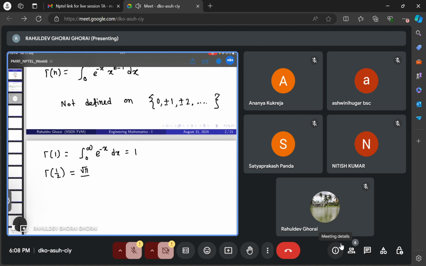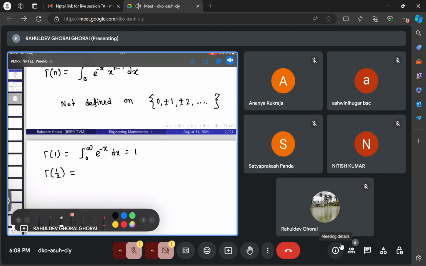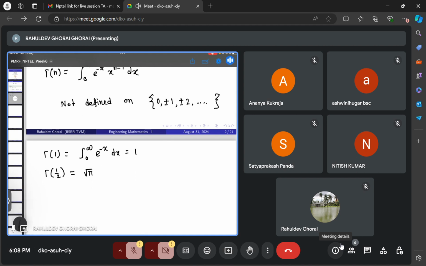So what will be gamma half? Gamma half will be square root of pi. Okay, not over 2. If anyone is telling something in the chat box, please unmute yourself and tell me. You can speak instead of sending a message, because I can't see the message now while writing. So this is also something we have seen. These are the things you need to remember. And another definition is: gamma at n plus 1 will be n times gamma at n.